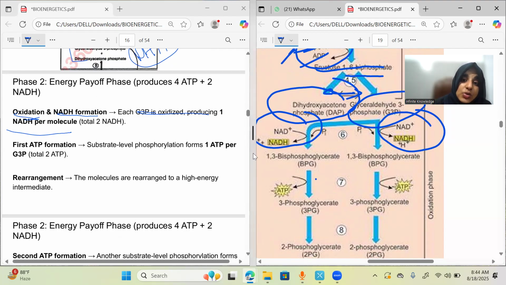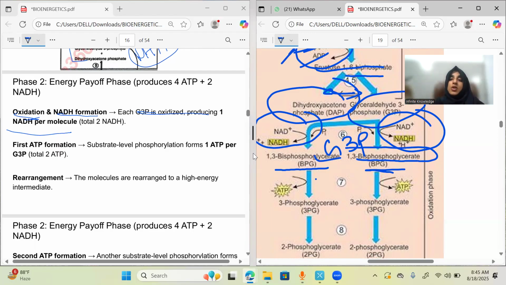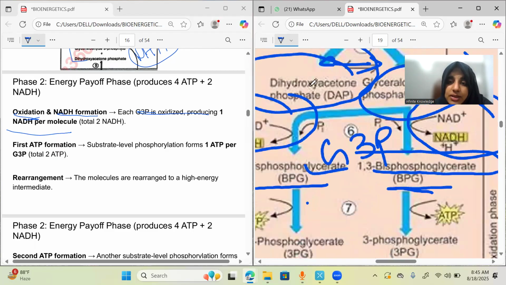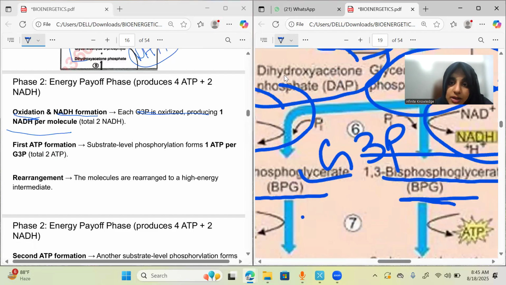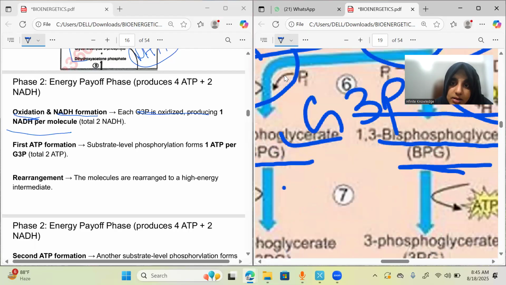After that, it produces 1,3 bisphosphoglycerate. Okay? After producing energy, what does it produce? This G3P is converted into 1,3 bisphosphoglycerate. Why? Because it has 2 phosphates attached to it, right? See, over here, if I zoom in, wait a second. If I zoom in on this, look over here, this is Pi. Can you see this thing? Pi, Pi. What is this?